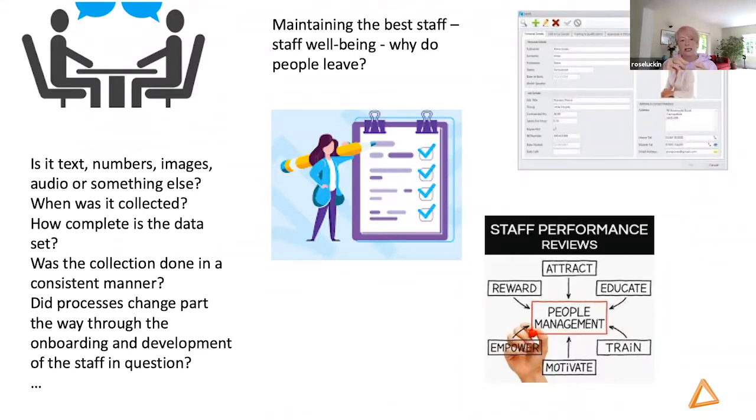And in order to be able to use that data, you need to be able to identify when it was collected. As I was saying earlier, you need to understand how complete that data set is. You need to understand whether the collection of that data was consistent. And you need to think about whether your processes have changed in some way that means that data source is not going to be consistent, because the process you used for collecting that data changed part way through the time period that you're looking at.